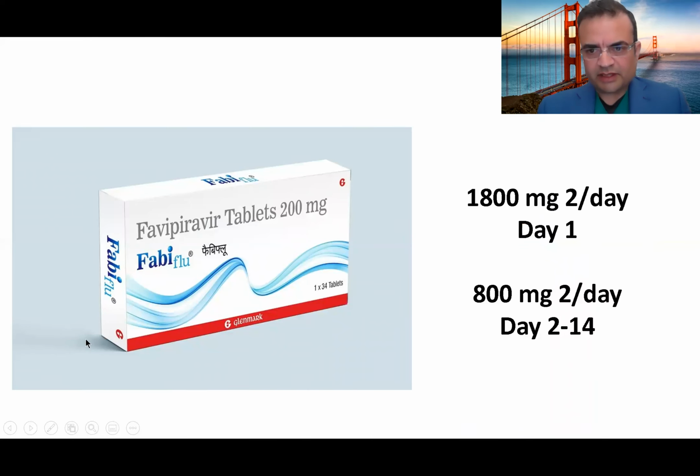The one antiviral agent that can be used is favipiravir. The dosage of it is 1800 milligrams twice a day on day one, and then 800 milligrams twice a day, day 2 to 14. It comes in different brands. Pretty much you can take any brand, but make sure you start this early.